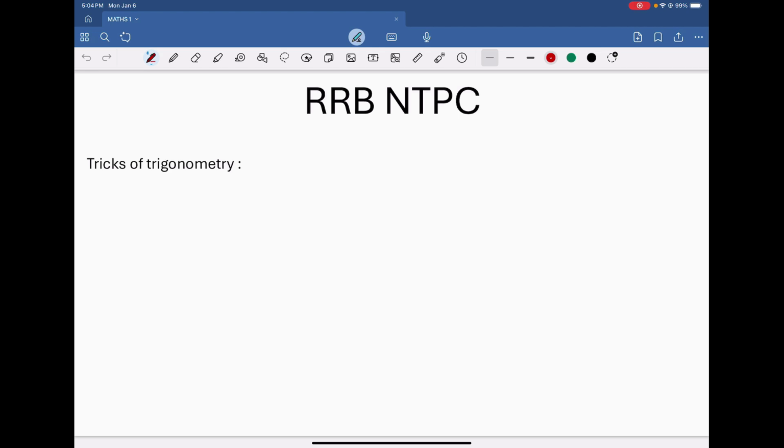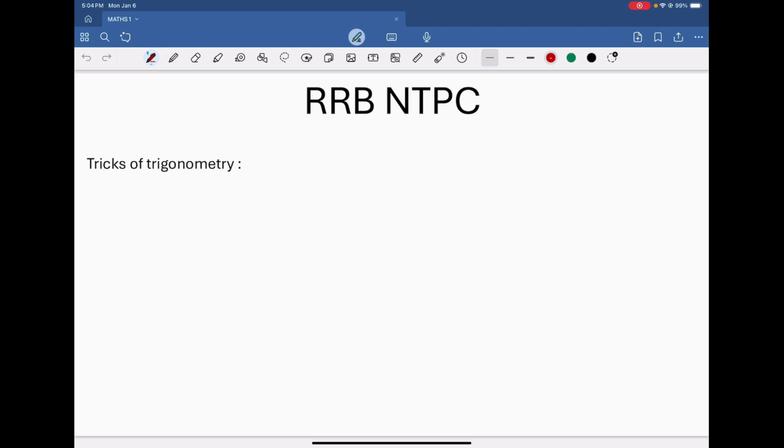In the tricks of trigonometry, I will be talking about trigonometric compound angles and finding the different angles in addition to 0, 45, 30, 60 and 90 degrees. How to find out sin 15, sin 75, sin 135 and similarly other similar trigonometrical identities.